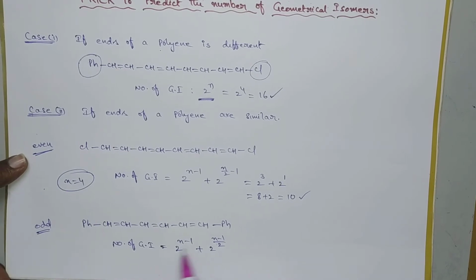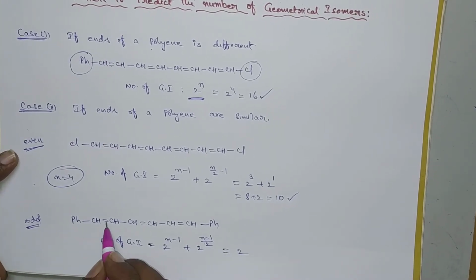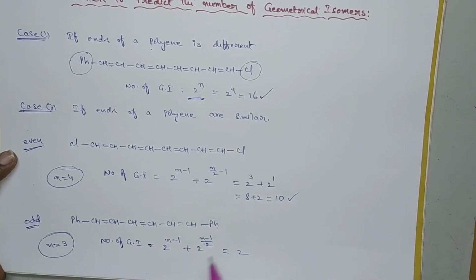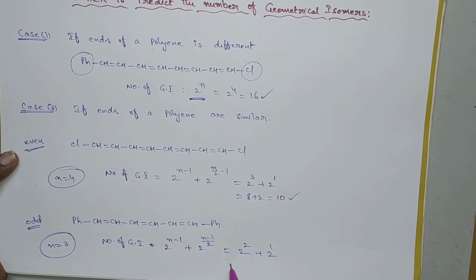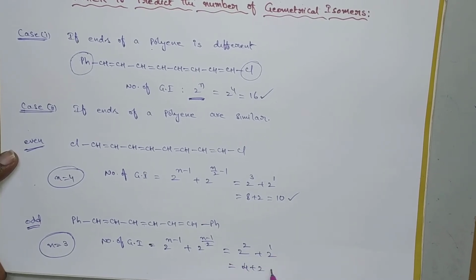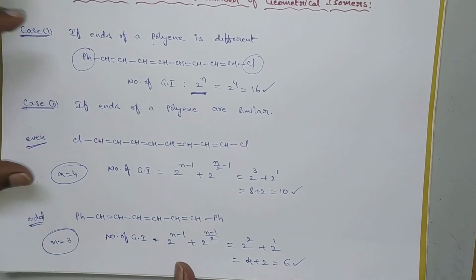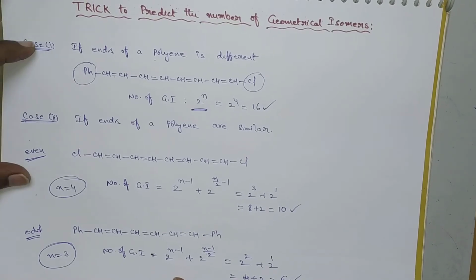Now for the odd case, n is equal to 3. So 2 power 3 minus 1 means 2 power 2, plus 2 power 3 minus 1 by 2. 3 minus 1 means 2, and 2 by 2 means 1. So here it is 4 plus 2, that is 6 isomers are possible. Okay, clear? In this way, with a simple trick, we can easily predict the number of geometrical isomers.